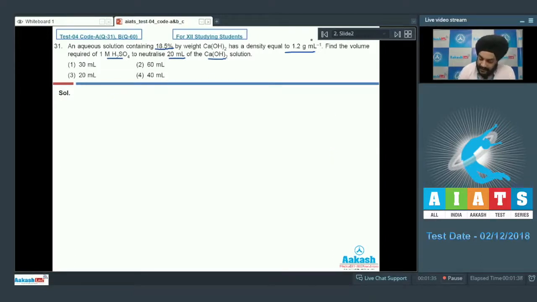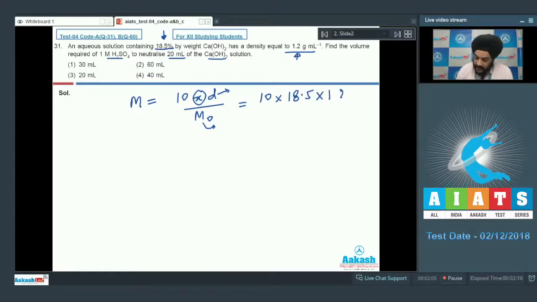So students, we have been given the density of the solution and the percentage by weight of the solution. So we know that the molarity can be written as 10 into x into d by M naught, where x is the percentage by weight, d is the density in gram per ml, and M naught is the molar mass of the species. So putting the value, 10 into 18.5 into the density given to us, 1.2 gram per ml, upon the molar mass. Calcium hydroxide has a molar mass of 74, and upon simplification we get the value of molarity equal to 3.